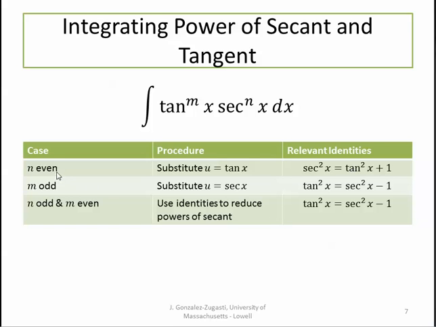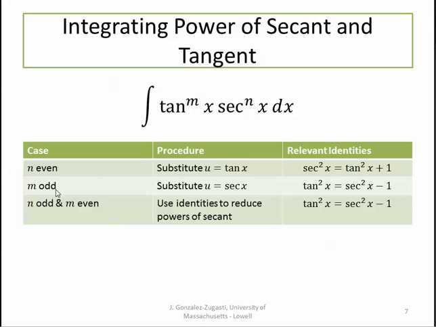The first one is when the power of secant is even. When it's even, we're going to replace our secant squared x with tangent squared x plus 1 and make the substitution u equals tangent x. Now when we do that, du is going to be secant squared x dx. So I'm not going to convert all of my secant squareds. I'm going to leave one set of secant squared x unchanged.